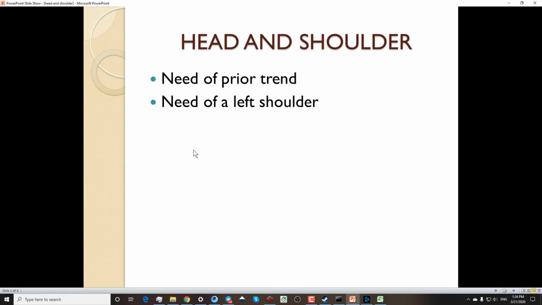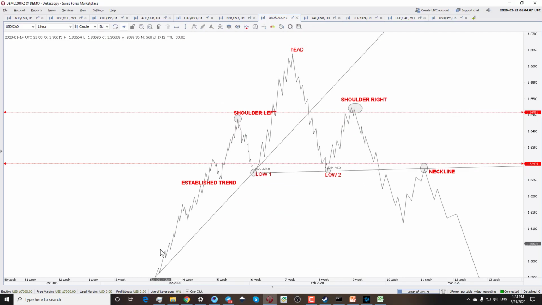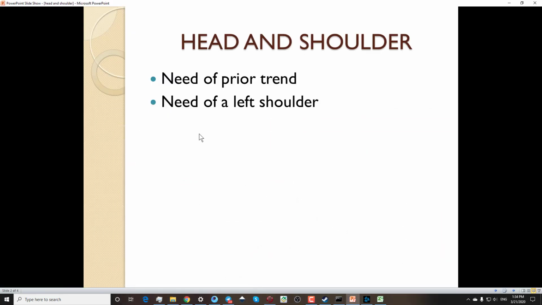After that we need a left shoulder. You see there was a peak and then there was a decline. So this peak is termed as a shoulder. We have named it as a left shoulder already. And then there is a need of a head.